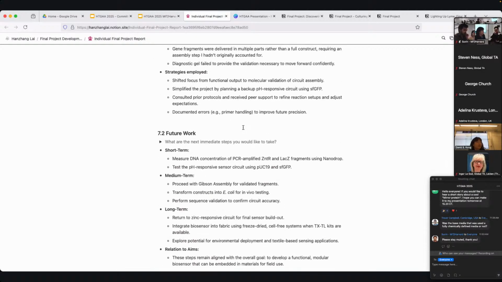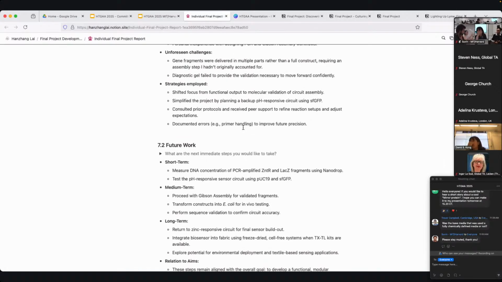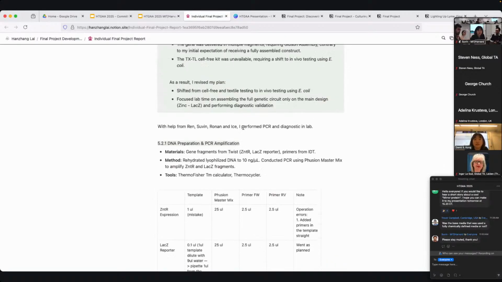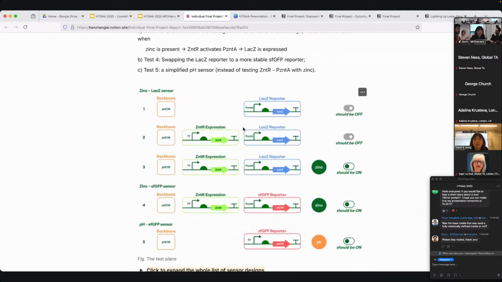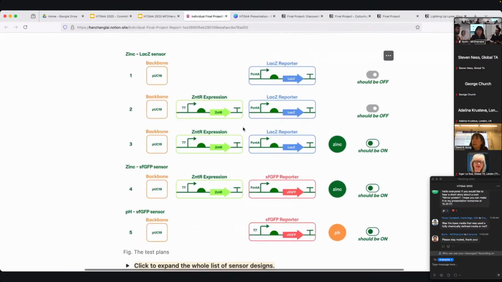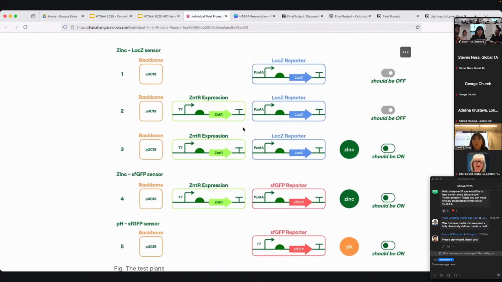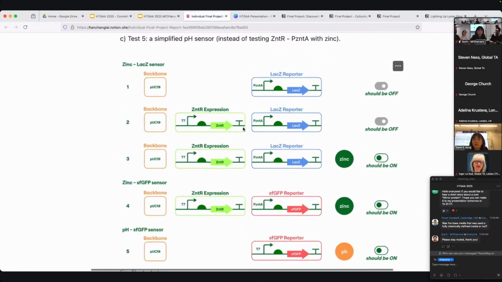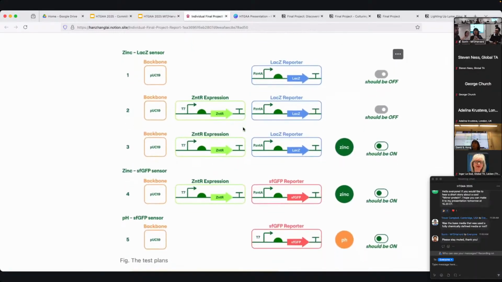Hey, it looks like you had a question. Oh, I was just wondering if you could speak a little bit to this. So when zinc is present, then you turn on expression of ZntR, which inhibits expression of LacZ. And then is LacZ a repressor or like an inducer? How are you imagining that the LacZ interacts with your readout? I guess, what is LacZ?